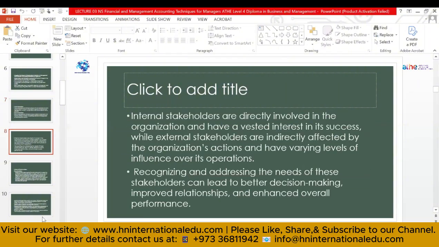Now, the internal stakeholders are directly involved in the organization and have a vested interest in its success, whereas external stakeholders are indirectly affected by the organization's actions and have varying levels of influence over its operations, depending on the amount, the category of the investment you have done in the organization. Recognizing and addressing the needs of these stakeholders can lead to better decision-making, improved relationships, and enhanced overall performance. This is for both the categories of stakeholders. When you pour good stuff into it, they're going to give you nice out.